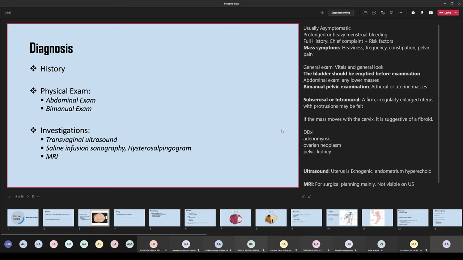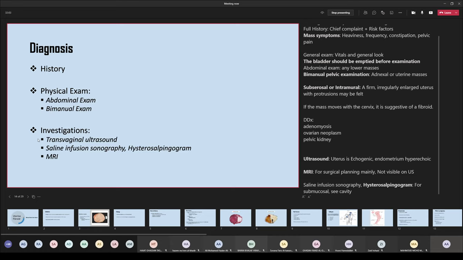Just as an example, in bimanual pelvic examination, what can we find? For example, in subserosal or intramural fibroids, the finding might be a firm, irregularly enlarged uterus with protrusions that might be felt. Another clue: if the mass moves with the cervix, it is suggestive of a fibroid.